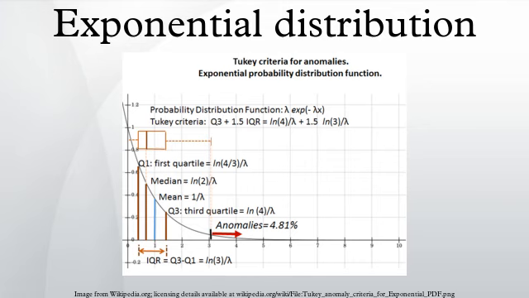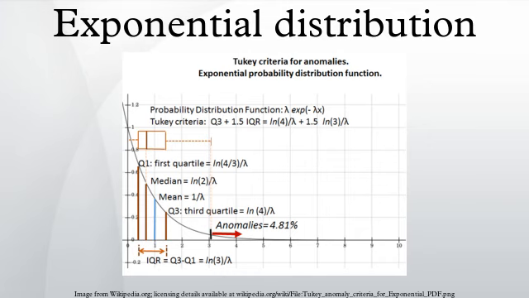In probability theory and statistics, the exponential distribution is the probability distribution that describes the time between events in a Poisson process, that is a process in which events occur continuously and independently at a constant average rate. It is the continuous analogue of the geometric distribution, and it has the key property of being memoryless.